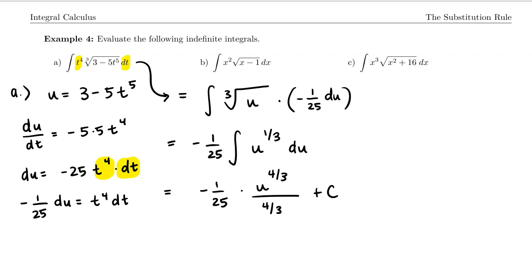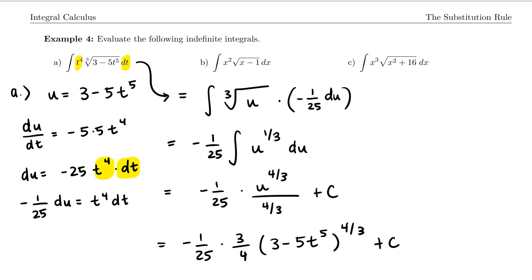So I want to clean this up a bit. I have negative 1 over 25. If I'm dividing by a fraction, I can multiply by the reciprocal, so that's going to be times 3/4. And then I have u to the 4/3 power, but I'm going to replace u with what we originally defined it to be, which was 3 minus 5t to the fifth power. I'm going to keep my exponent there, and then I have plus c.